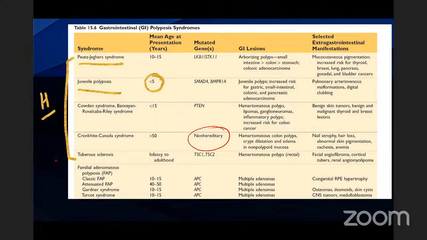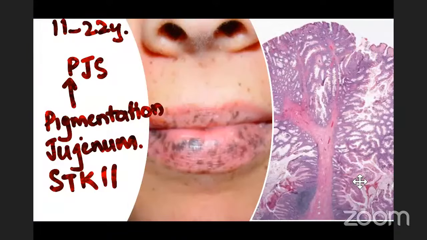Okay, so when we talk about hamartomatous polyp, there's some disorder there, isn't it? So there you have to remember we have Peutz-Jeghers syndrome and juvenile polyps, which is very important. So that is what you have to remember. Look at this classical history that they give you, and you should be very clear with this. So an 11 to 22-year-old male or female presents with intestinal obstruction.